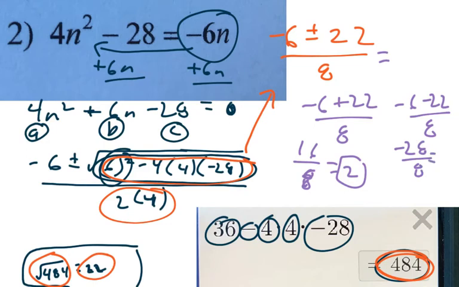And again, I'm going to divide by 2 to simplify. That's negative 14 over 4. Oh, let's divide by 2 again. Negative 7 over 2. Negative 7 halves.